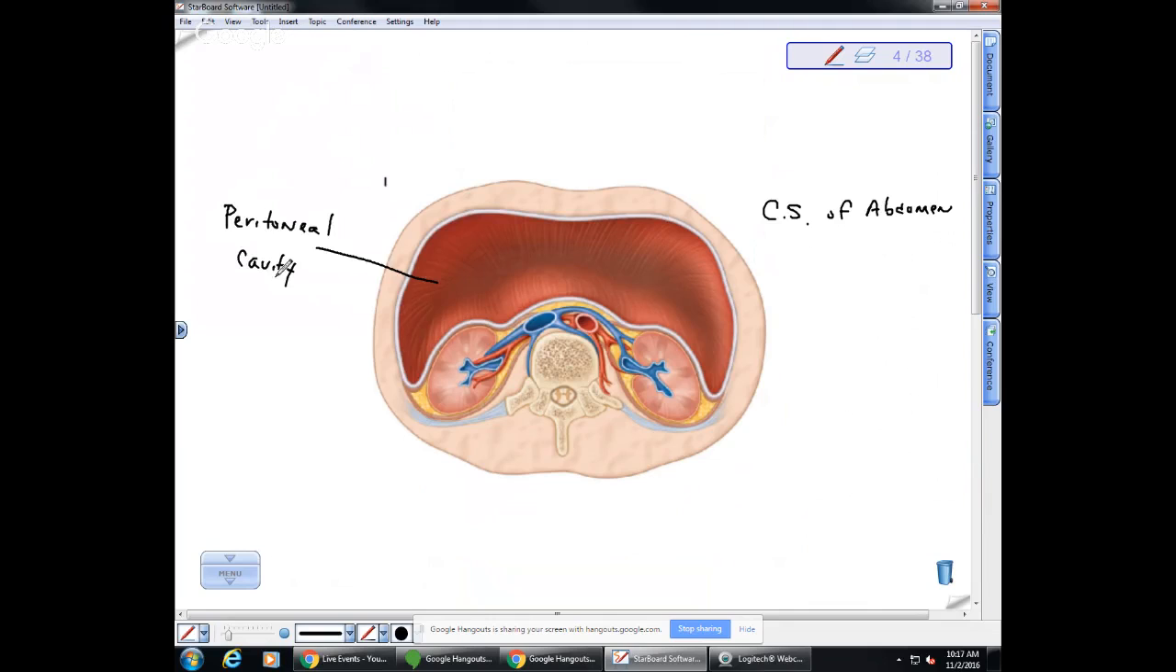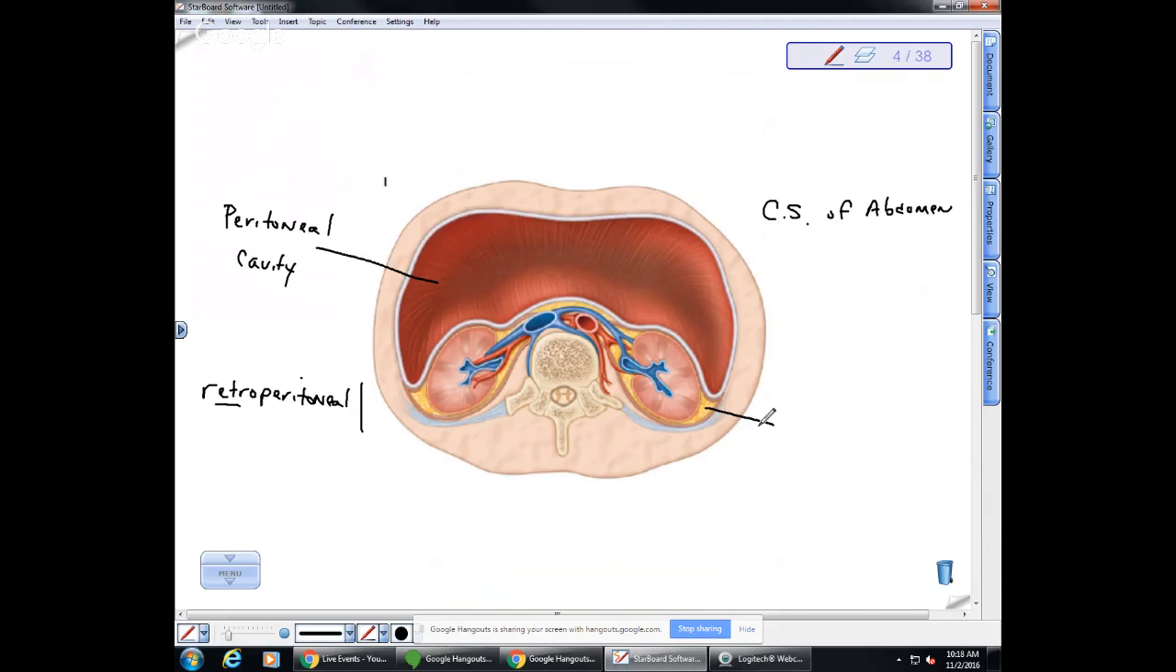Okay, so when we look at the kidneys, they are retroperitoneal. So they're behind the peritoneal cavity. You can see the veins and the arteries here as well in the cross section, and you can see the vena cava and the aorta. One of the interesting things about the kidneys is that they're actually cushioned by fat.